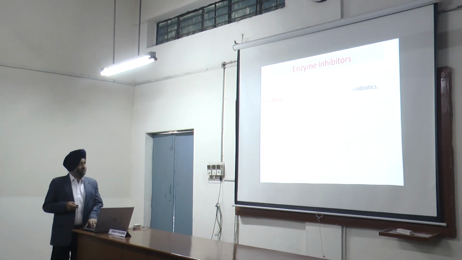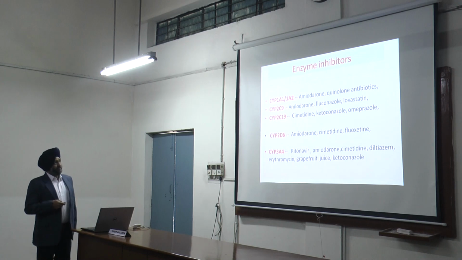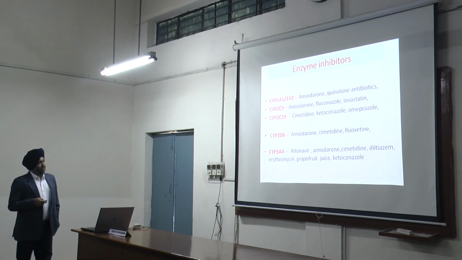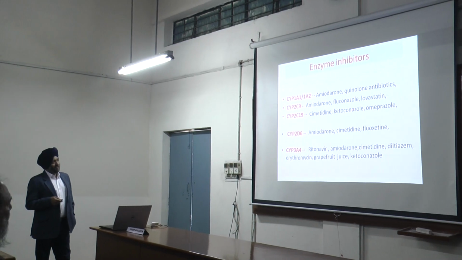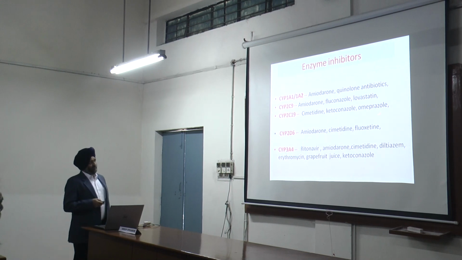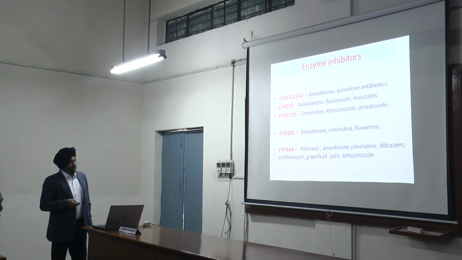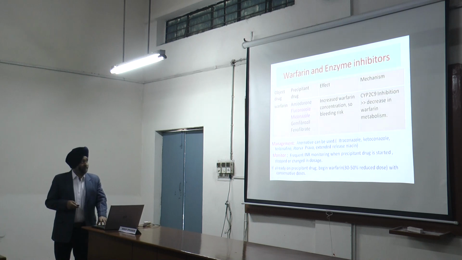Just showing the inhibitors of this cytochrome P450, for 2C9, amiodarone is there mostly. Similarly, you will find all the antifungals, omeprazole, and some erythromycin and macrolides. All these are responsible for inhibition of different cytochrome P450 enzymes as well.